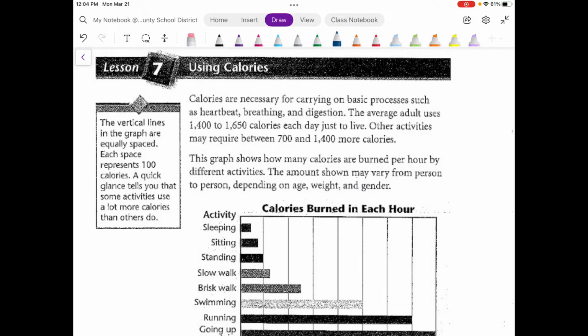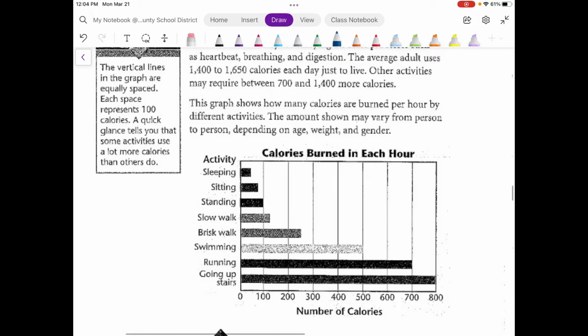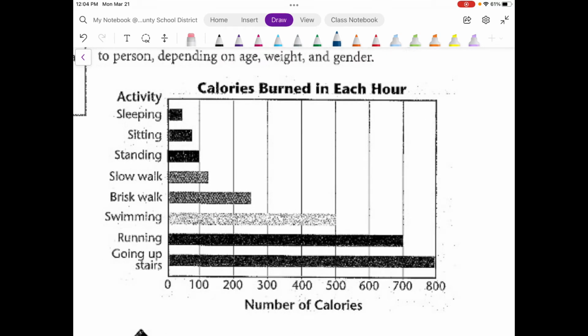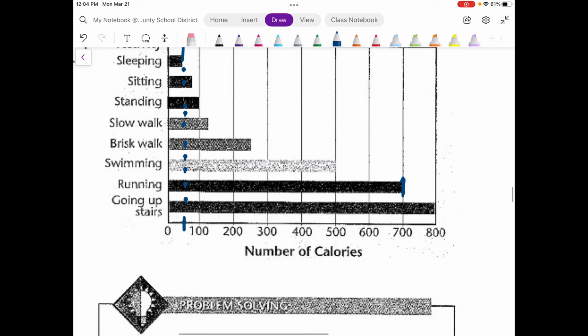The amount shown may vary from person to person depending on age, weight, and gender. So by sleeping, every hour that you sleep, we're just going to estimate all the way down. You burn about 50 calories each hour that you are sleeping. And then when you're sitting, it's about 75. So kind of just estimate here. If you run for a whole hour, you're burning about 700 calories and so on. That's how we're reading this table or this chart.